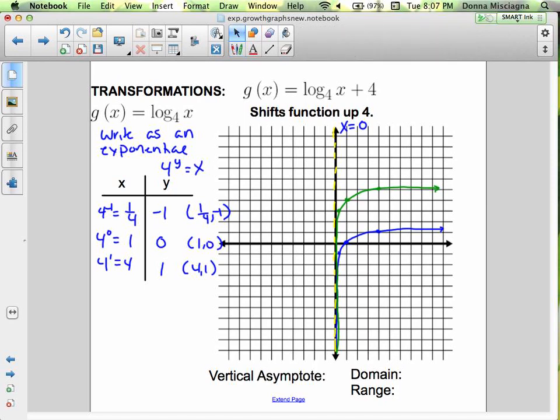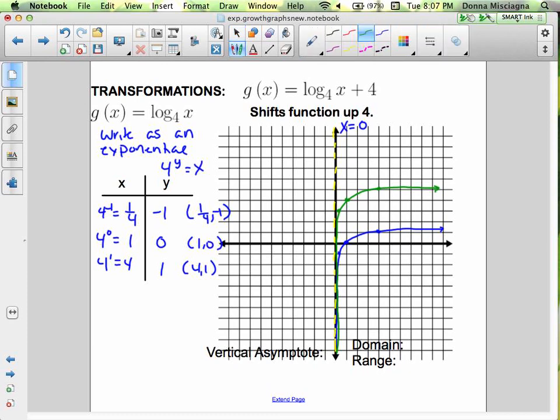So vertical asymptote, same as on the base graph. Our vertical asymptote is just x equals 0. And the domain, 0 to infinity. And the range, -infinity to infinity. And that's all there was to it. That wasn't too difficult, was it? You rewrite, you plug in 3 numbers, you graph the 3 numbers, you count up 4. Not too bad. Let's graph another one.